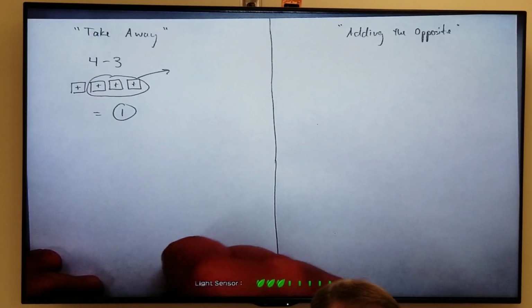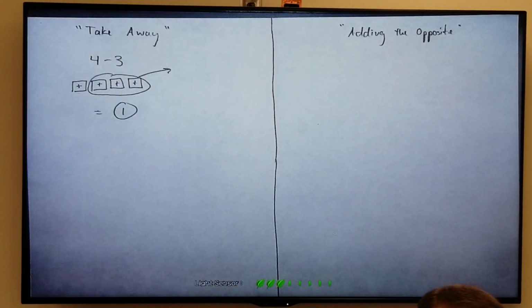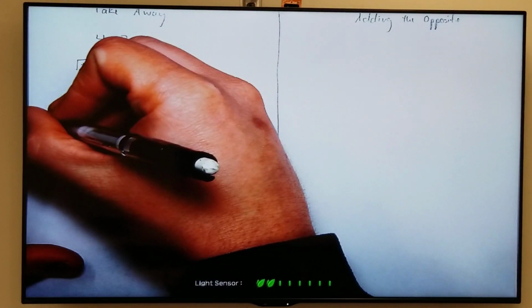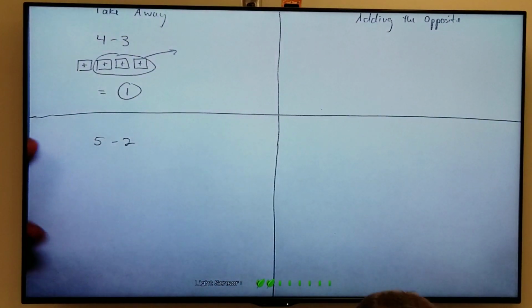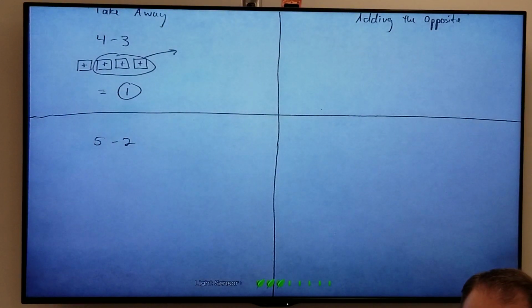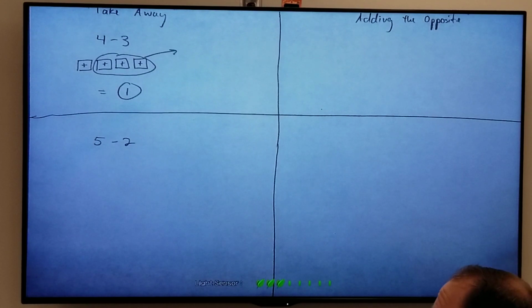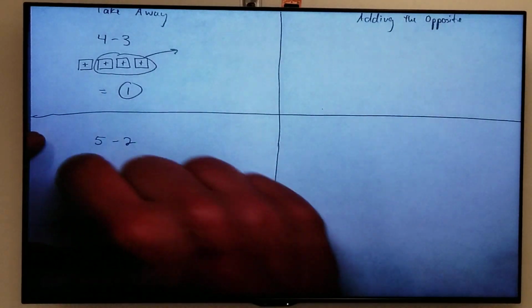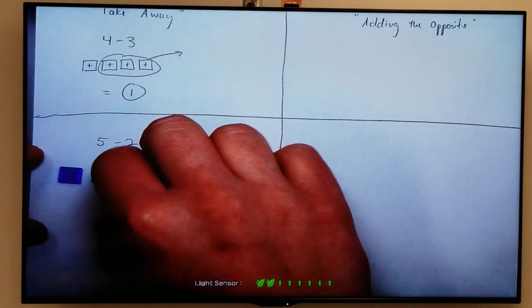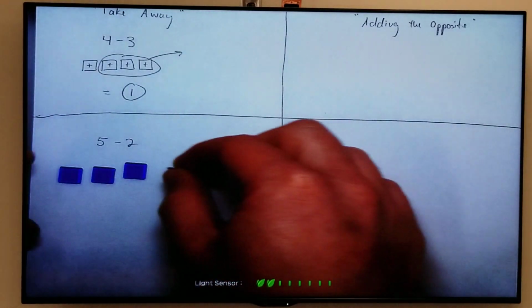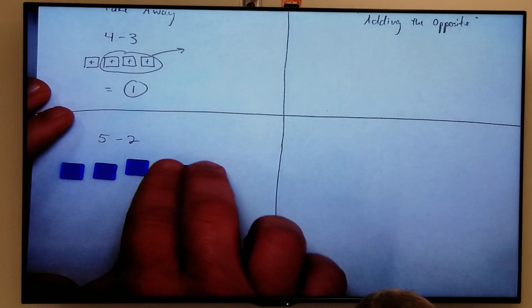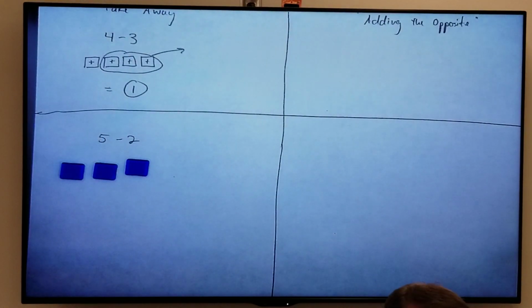Let's do another one. Let's do 5 minus 2, using the takeaway model. Okay, so give the video a pause, see if you can do 5 minus 2. I'm going to go ahead and give you my solution now. Okay, so for 5 minus 2, we would give ourselves 5 positive tiles. And then take away 2 of them. And the answer is 3.